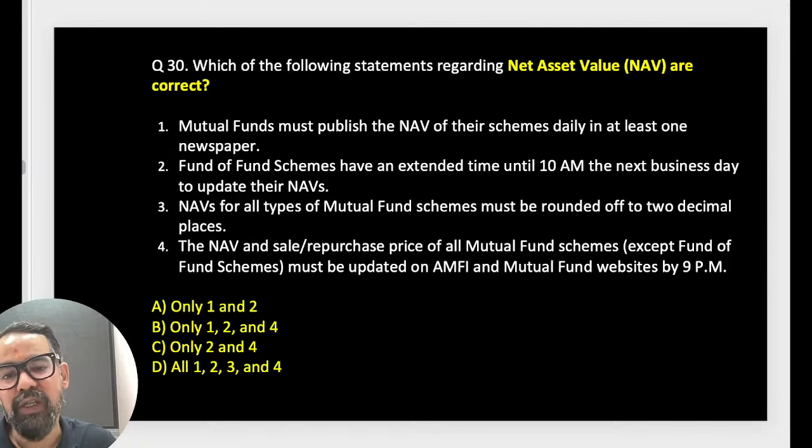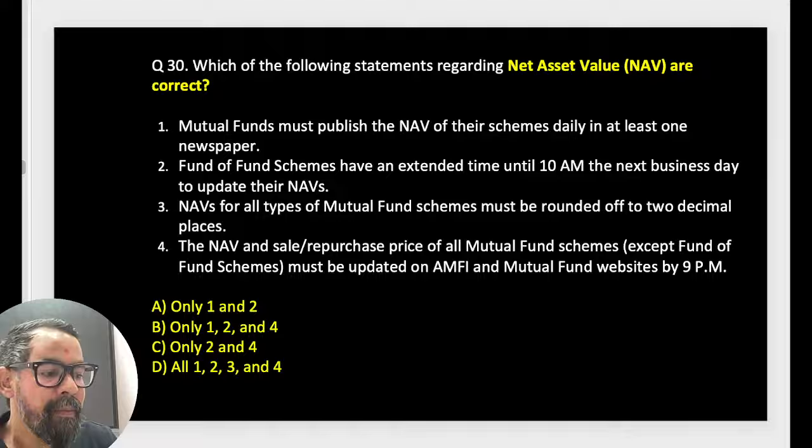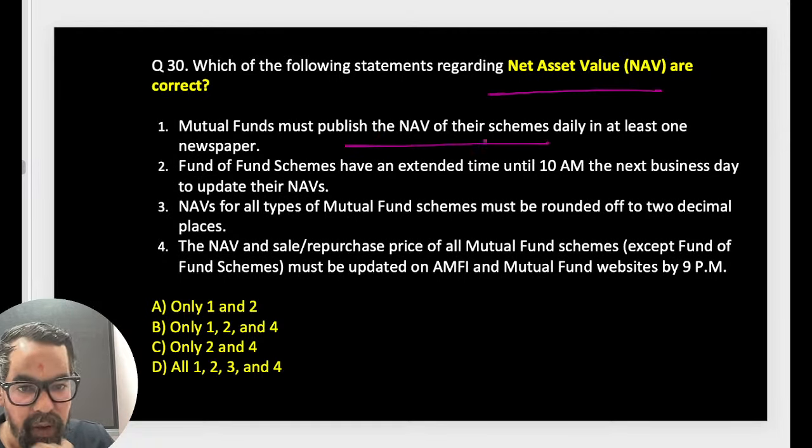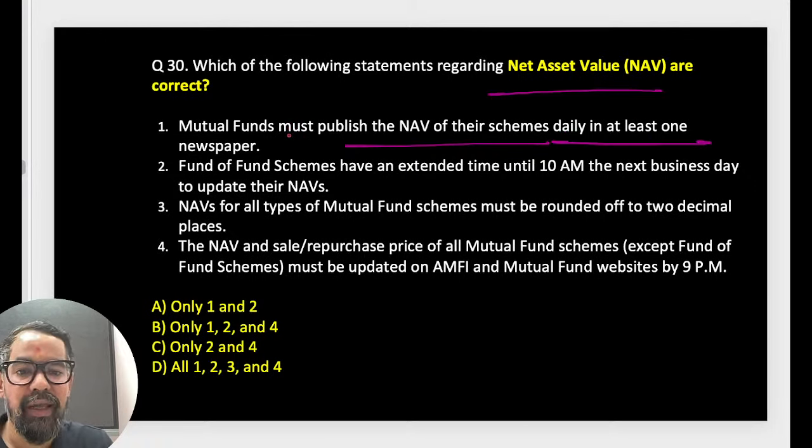Okay, let's go. What will be the answer? What will be your correct answer? Net asset value, correct statement. So what will be your correct answer? NAV: a mutual fund must publish NAV of schemes daily, at least once in a newspaper. I guess it is two newspapers. About the publication, it should be two newspapers.